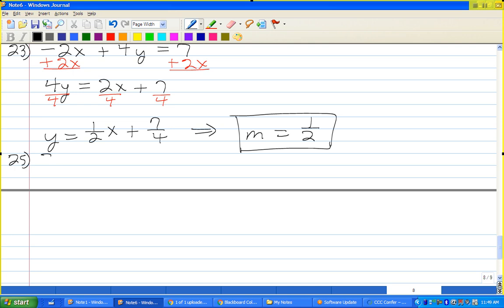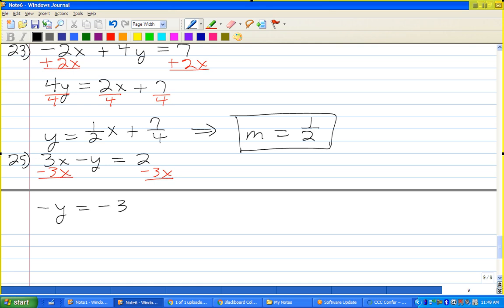3x minus y equals 2. Subtract 3x from both sides of my equation. So I get negative y equals negative 3x plus 2. Divide every term by negative 1.